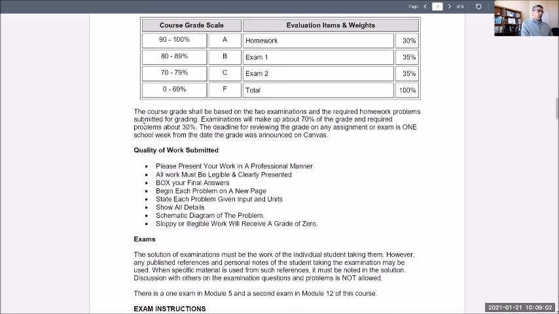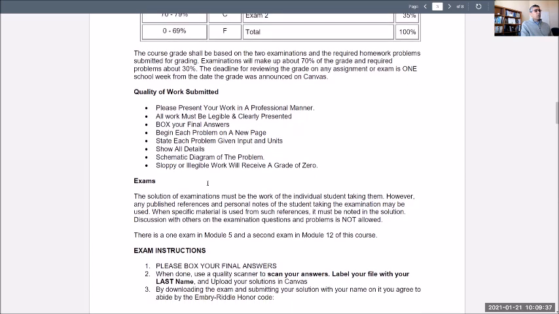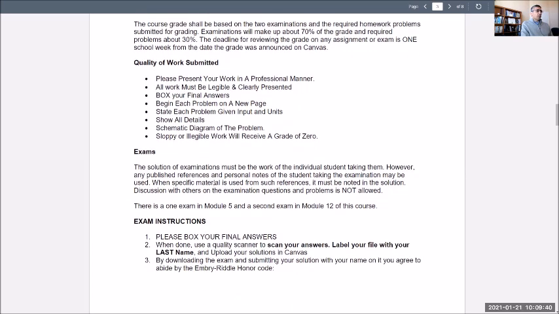This is a graduate course, so this is just a reminder, but I know you all know that, and I expect that all the work that's going to be submitted is going to be presented in a professional manner like you do in the contemporary workplace. It has to be legible and clearly presented. Please make sure to box your final answers. Begin each problem on a new page, state the problem given, inputs, make sure you use units, show all details, show the schematic diagrams of the problems. Of course, if I cannot follow the work, it will be very difficult to assign a grade. So let's make sure we all avoid that.